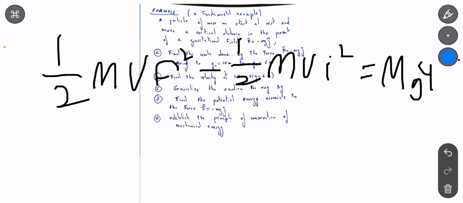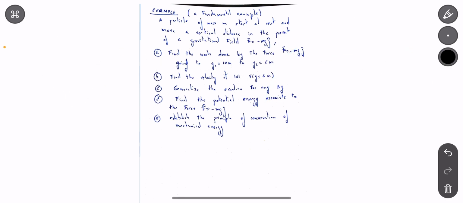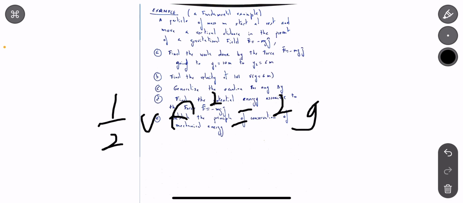We can cross out the initial velocity, because we know from what we originally wrote down that the initial velocity was 0. Basically we can simplify this whole formula to 1/2 final velocity squared equals 2g times 4. And we got the 2 because we moved it over.